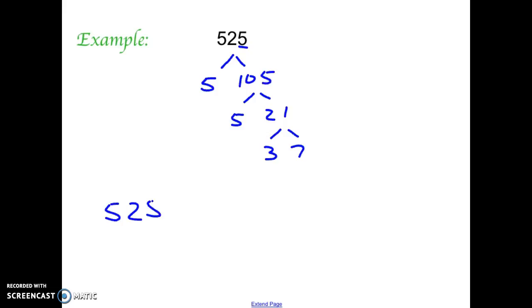One more, 525. Seeing that it ends in a 5, I know it's divisible by 5, and 5 is a prime number. Let's see, that would leave us 105. Once again, it ends in a 5, so that's going to be divisible by 5, and that'll give us 21. 21 breaks down into 3 times 7. So 525, if we go from the smallest prime to the largest prime, is 3 times 5 times 5 times 7.